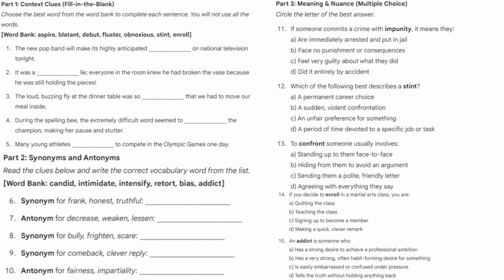Let's begin on page 2 with a 3-part vocabulary review. For part 1, you are going to use context clues to choose the best word from the word bank to complete each sentence. For part 2, read the clues and write the correct synonym or antonym on the line. Remember, a synonym means the same thing, and an antonym means the opposite. Finally, for part 3, circle the multiple choice letter that best matches the meaning of the bolded vocabulary word. Pause the video here to complete your page 2 vocabulary review.